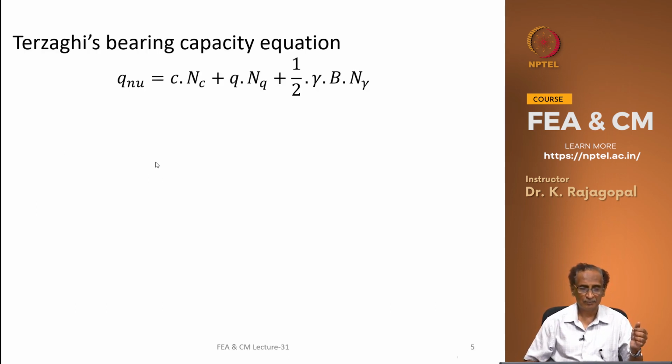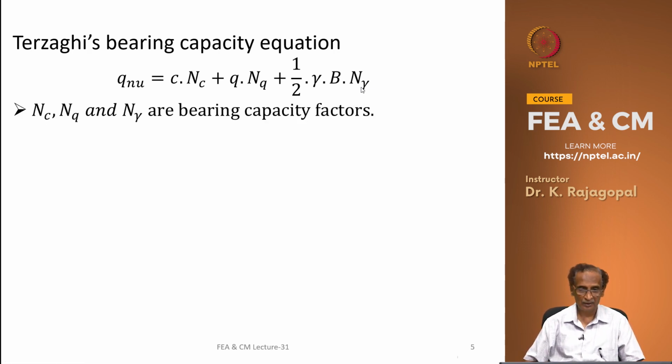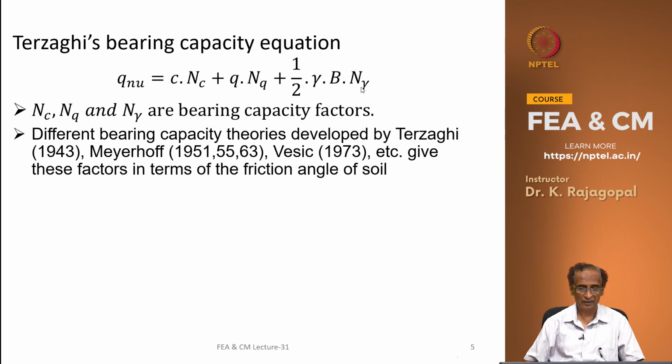And all of us know the Terzaghi's bearing capacity equation. The q_u is c N_c plus q N_q plus 1/2 gamma B N_gamma, where N_c, N_q and N_gamma are the bearing capacity factors, which are related to the friction angle. And there are different theories that describe how to determine these N_c, N_q and N_gamma in terms of the friction angle phi.